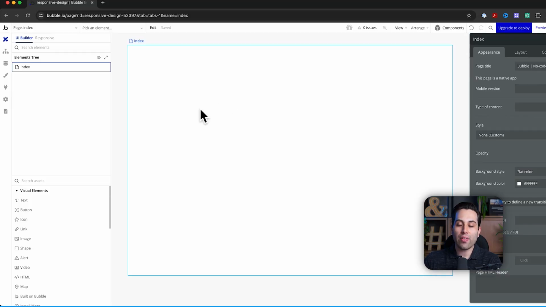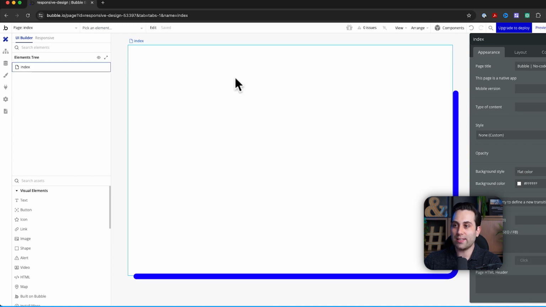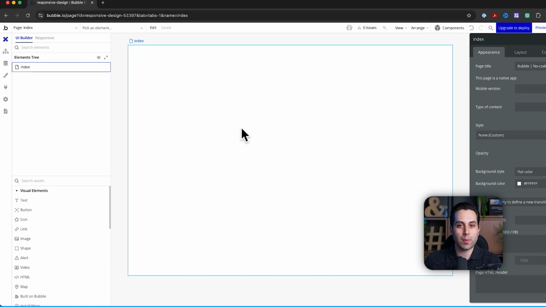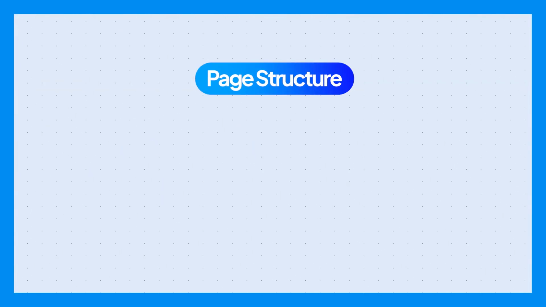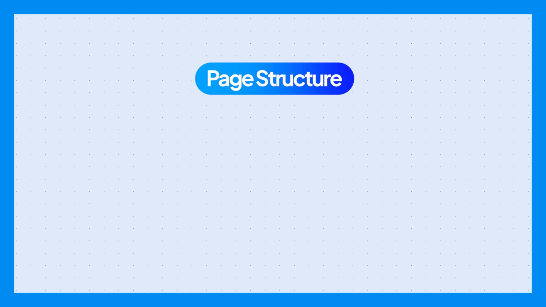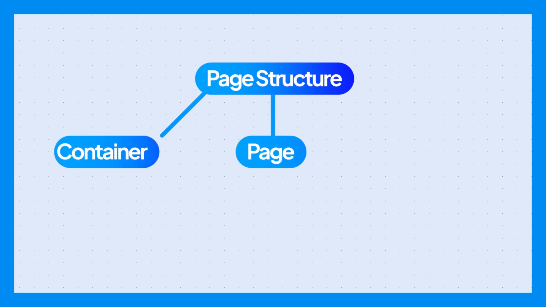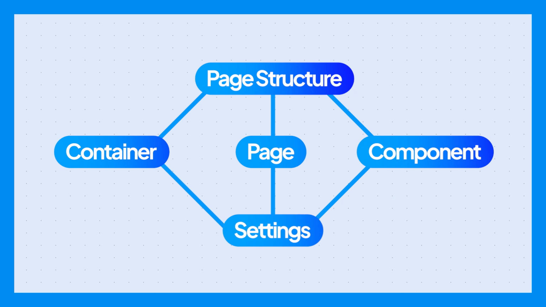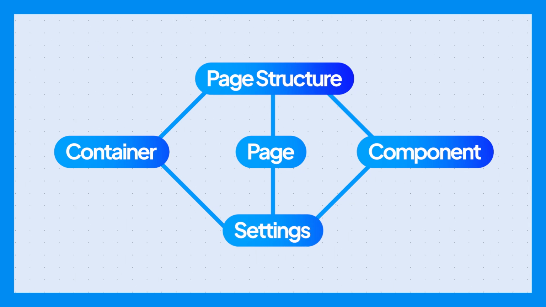So there is really nothing here on this project. It's an empty project, and the goal in this video is to show you how the responsive design features work inside Bubble. The basic foundation when we talk about responsive design is to understand how the page structure works, what the difference is between a page, a container, and a component, and how to set up those little settings to make sure that everything works specifically the way you want, okay?